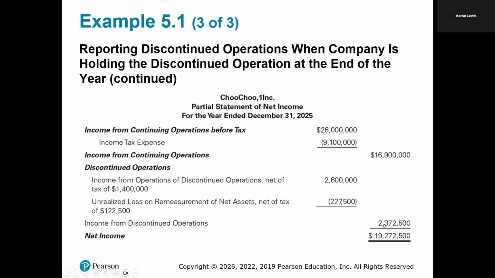The offset of those two is 2,372,500. So we made 16.9 million from things we're going to continue to do during the next period. We made 2.3725 million from this thing that we're not going to continue to do, the toy car division. All in all, company wide, our net income was 19,272,500, and now it's broken down into what you can expect to generate again during the next period and what portion of that overall total came from something we're not going to do anymore.